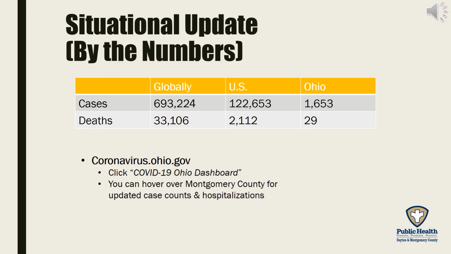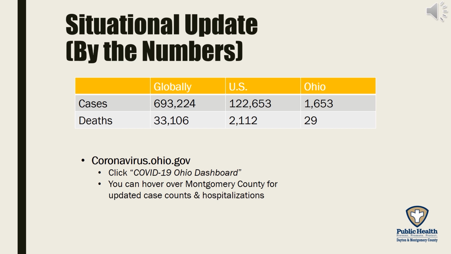On this slide, you'll find updated case counts. These numbers were relevant as of March 30th, 2020. As you can see, globally, we've reached over 693,000 cases with over 33,000 deaths. In the United States, we've had over 122,000 cases and over 2,000 deaths, and in Ohio, over 1,600 cases and 29 deaths.